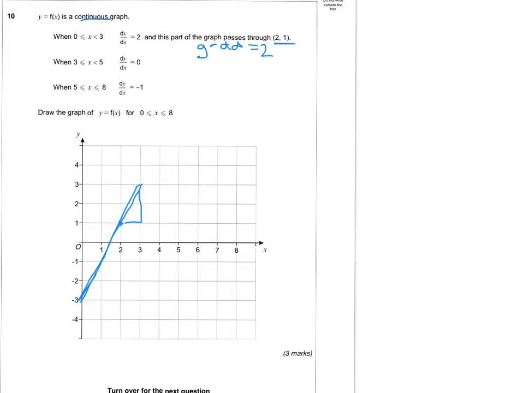From 3 to 5, it's got a gradient of 0, so that's going to be horizontal. And from 5 to 8, it has a gradient of -1. So it's going to go... oh, beautiful. Okay.